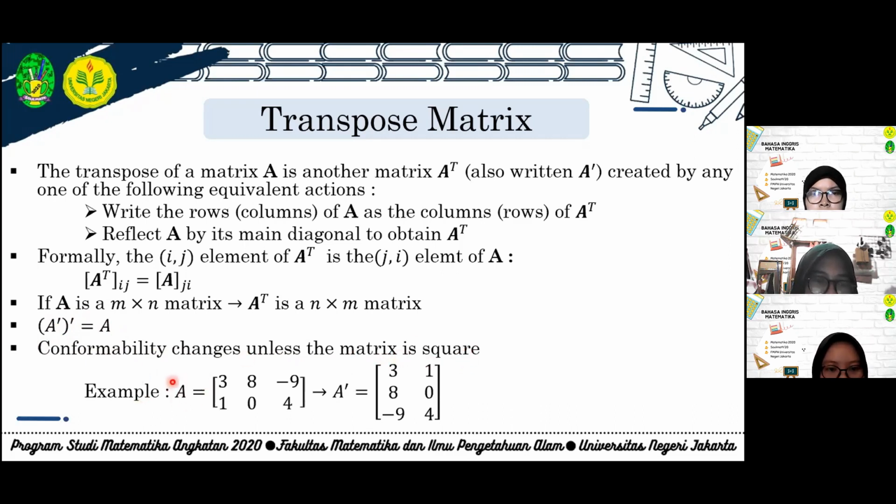For example, if A is a 2 by 3 matrix, then the transpose of matrix A is going to be a 3 by 2 matrix. The two rows here are going to become the two columns, and the three columns here are going to become the three rows.